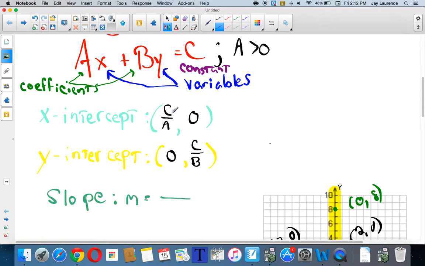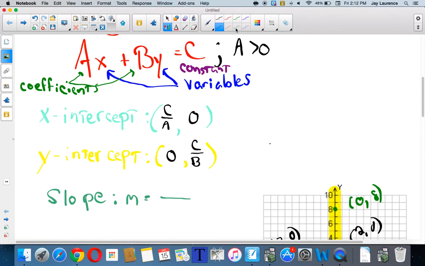And I would have c divided by a, 0, like this. And then I'd have one for the y-intercept on the one side and the standard form of y-intercept on the other. I'd give the expression of how to calculate it, in other words.